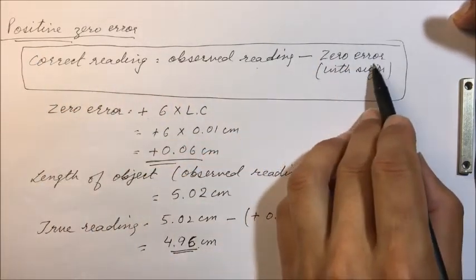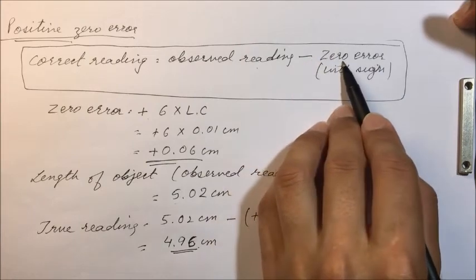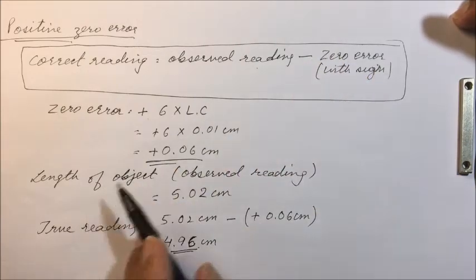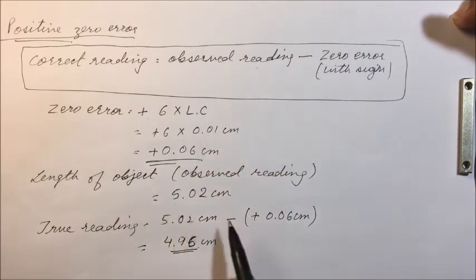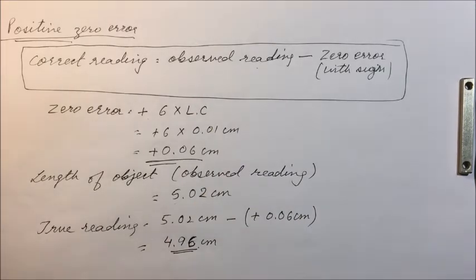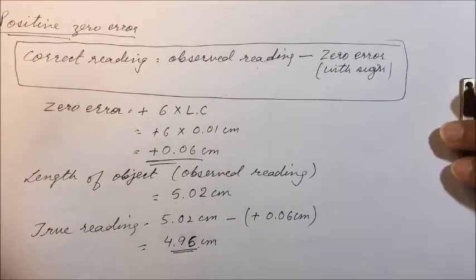So we always have to remember this formula: observed reading minus zero error. We will always be subtracting the zero error. The sign will depend on whether the zero error is positive or negative. Now we will be discussing negative zero error.